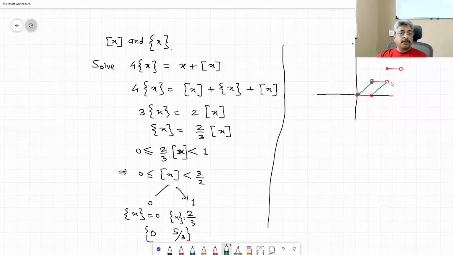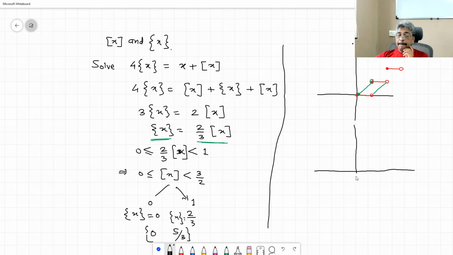What are we supposed to do? We are supposed to solve these two. So the greatest integer, you are supposed to get it down by 2 by 3, not 1. Multiply the greatest integer: y is equal to 2/3 of the greatest integer.